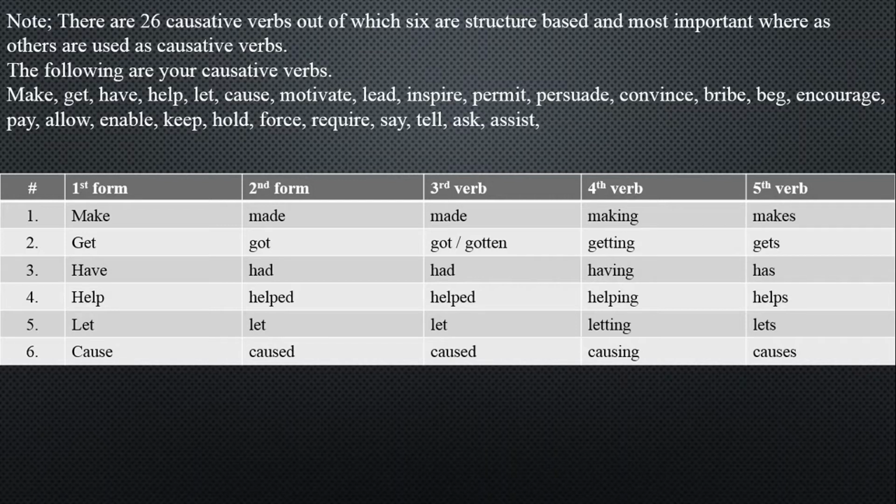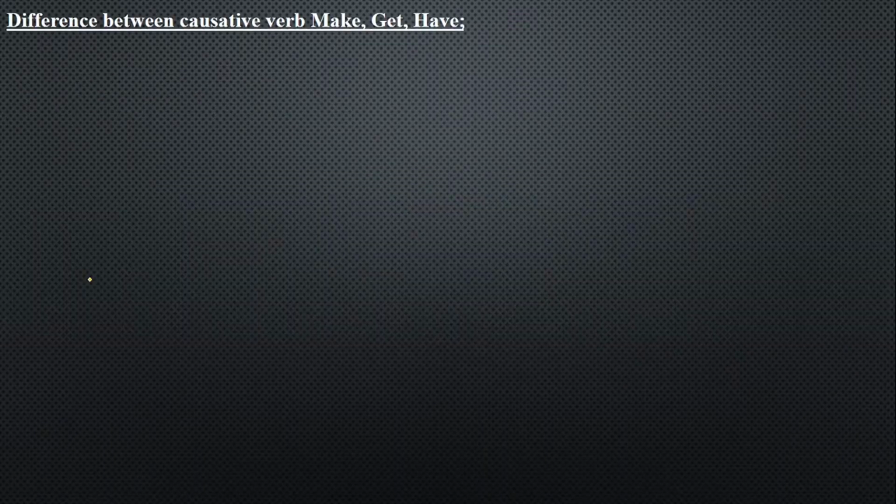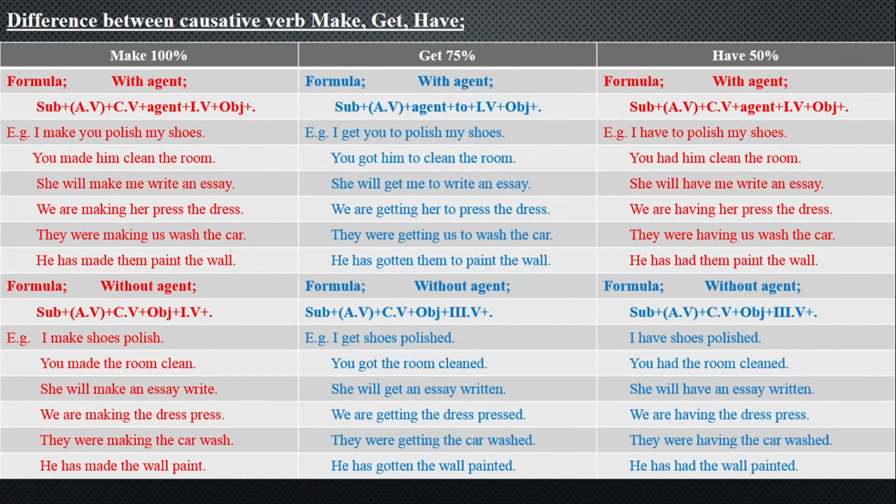But here we will be having the analysis. We will talk about the difference between the causative verbs get, make, and have. So these three we are going to discuss one by one: make, get, and have. So let's start. The topic is the difference between causative verbs make, get, and have.